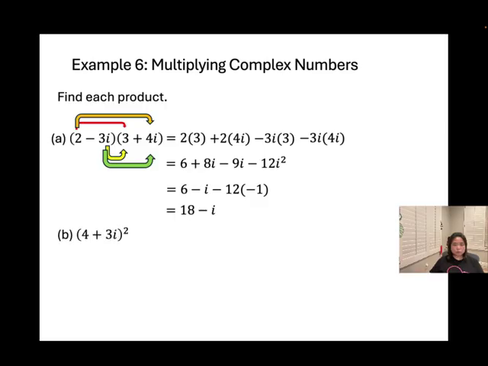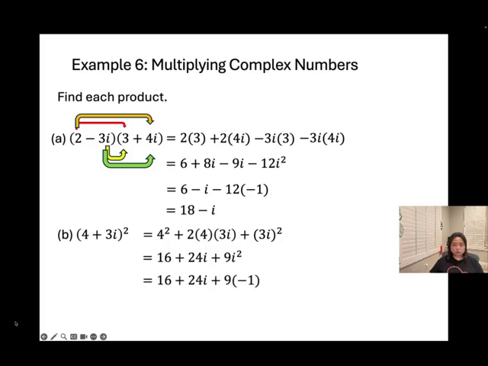Okay, B. You could use the formula a plus b squared, that will be equal to a squared plus 2ab plus b squared. Okay, you should get this. And then i squared, which is going to be negative 1. Plug in negative 1 for the i squared. Final answer, 7 plus 24i.